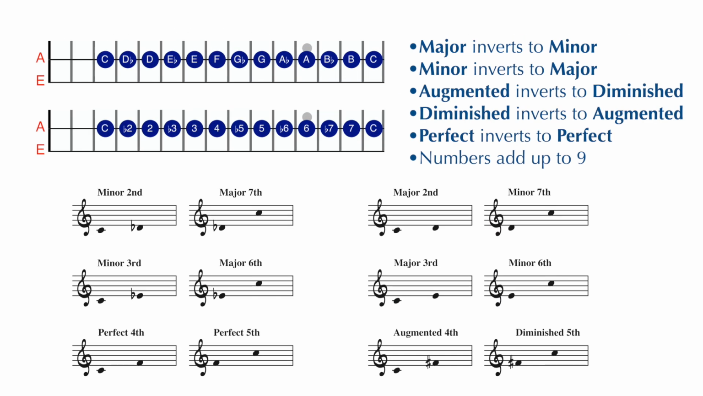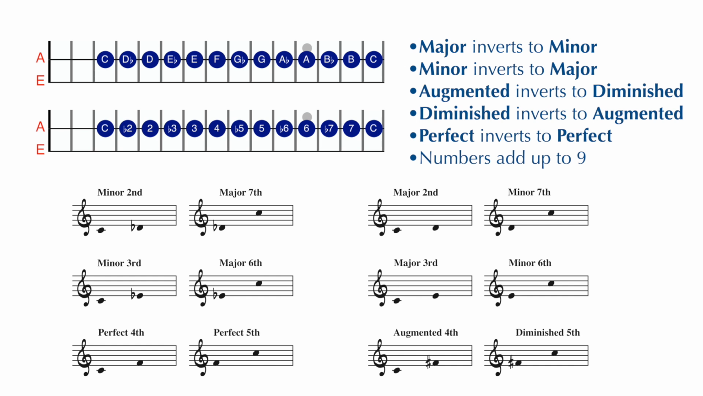There is also symmetry in the quality of intervals and their inversions. A major interval always inverts to a minor interval, and a minor interval always inverts to a major interval. Augmented always inverts to diminished, and diminished always inverts to augmented. And a perfect interval always inverts to another perfect interval. Now remember that seconds, thirds, sixths, and sevenths are classified as major or minor, and fourths, fifths, and octaves are classified as perfect, augmented, or diminished.